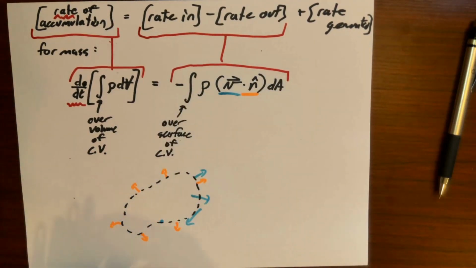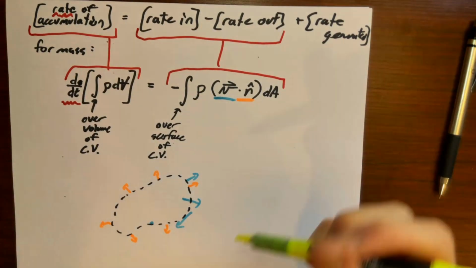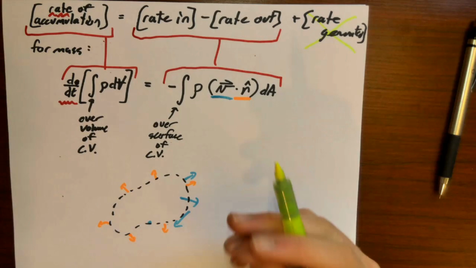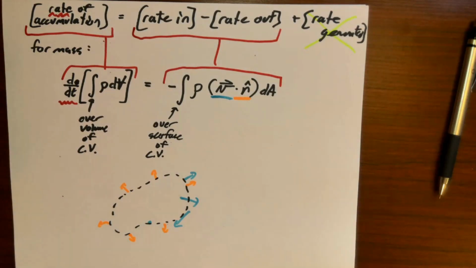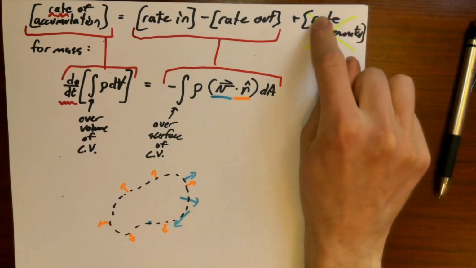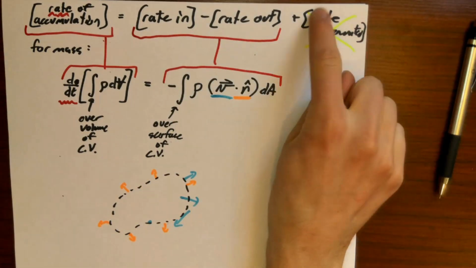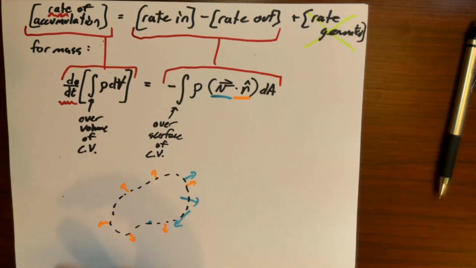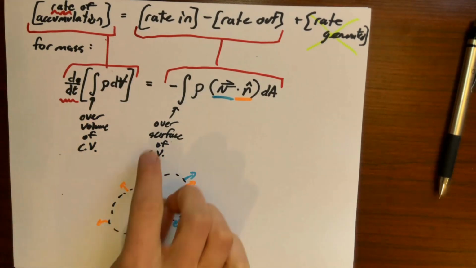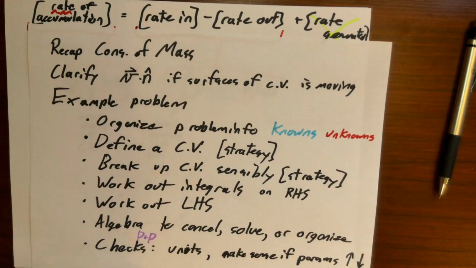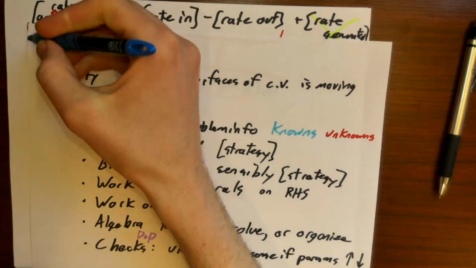And we know that for conservation of mass, mass can't be created or destroyed. There's nothing that can spontaneously generate kilograms out of thin air, or I guess not even out of thin air, out of a vacuum. So we don't have any generation in this case. So this is conservation of mass, and there we have it. Thus concludes our quick recap of conservation of mass.